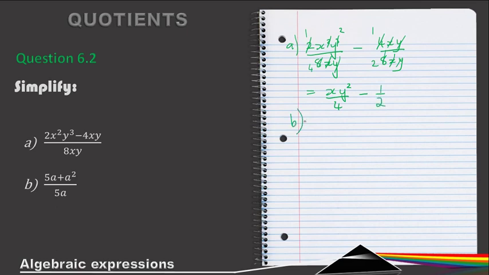Then for B, 5a over 5a plus a squared over 5a. When I break it up, then those cancel with those, so that's just 1, plus this a cancels with 1 at the top, and I'm just left with the a, so that's a over 5.